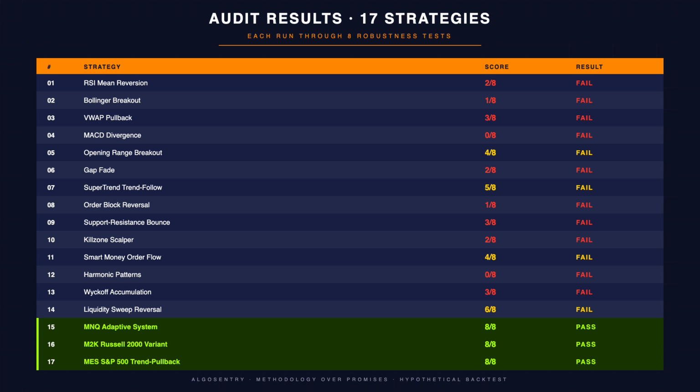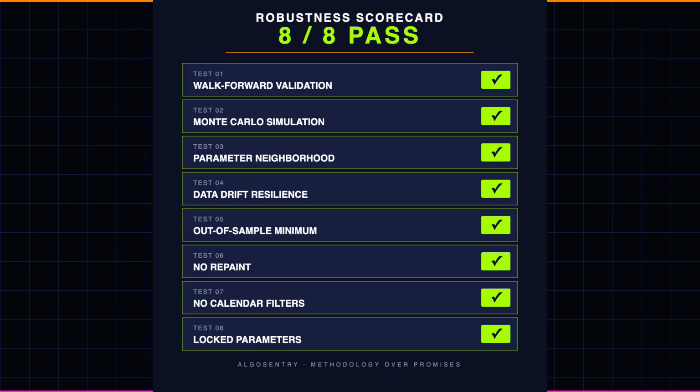A real trading edge needs to survive all 8. Not 7. Not mostly 8. All of them. Why? Because each test catches a different way you can lie to yourself. Walk forward catches overfitting in time. Parameter neighborhood catches overfitting in space. Monte Carlo catches survivorship bias in simulations.